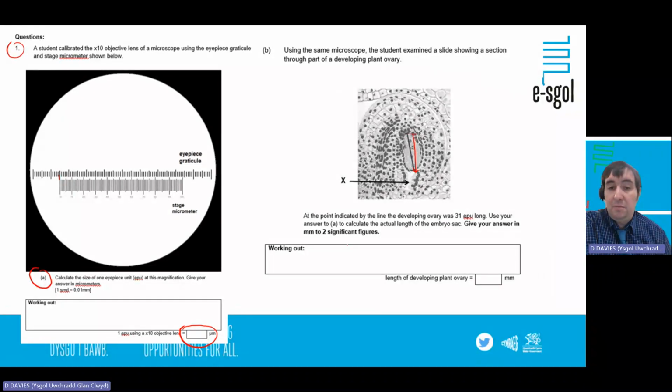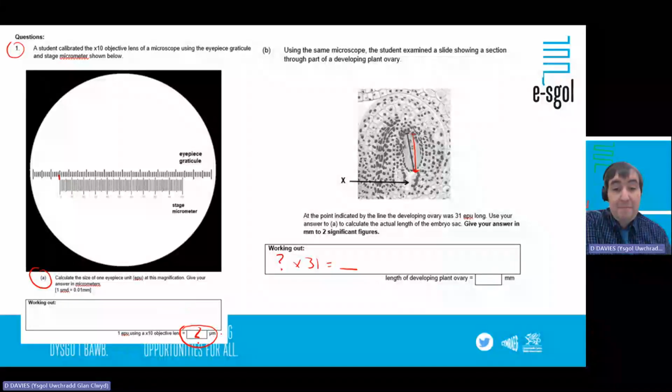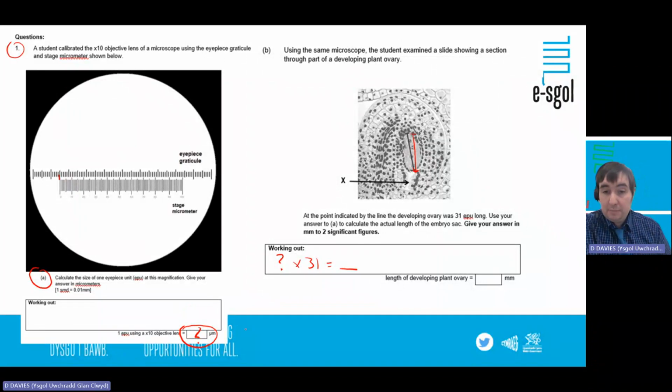So you need to multiply the number you have there. That's supposed to be a question mark. If you multiply your question mark by 31, that should be your answer. Remember, it does say give your answer in millimeters to 2 significant figures. So don't get tripped up, you've worked out in microns here, haven't you? If you've worked out in microns, you need to convert that back. So you need to divide by 1,000.